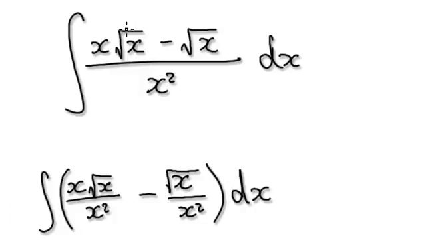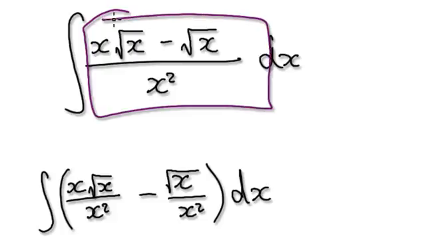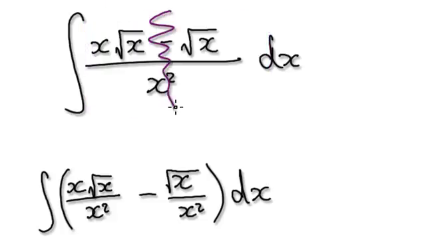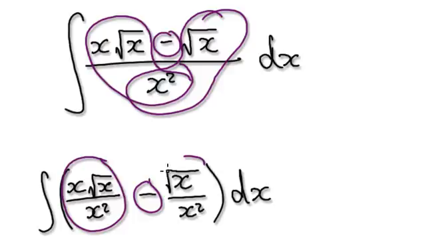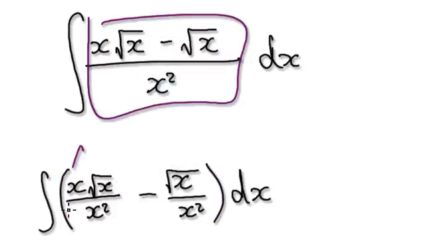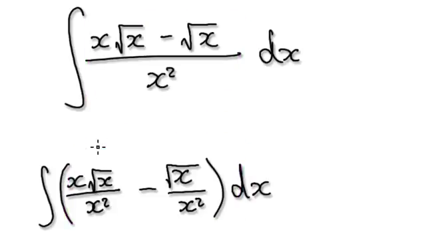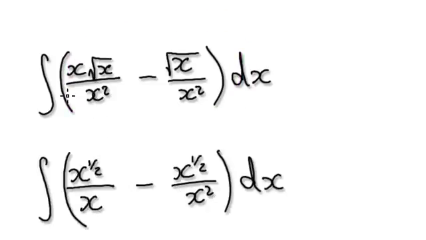Okay, so to do this here, at the moment you've got one fraction here. Break this up into two fractions. So here you've got one fraction here, and then take away this fraction here. Okay, so basically this here becomes this, and now simplify.